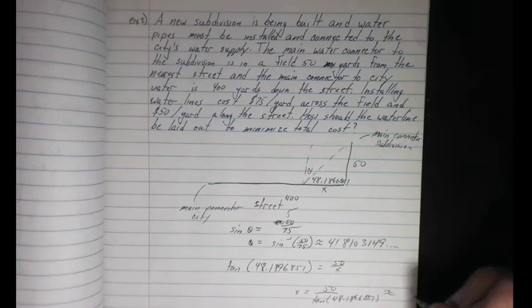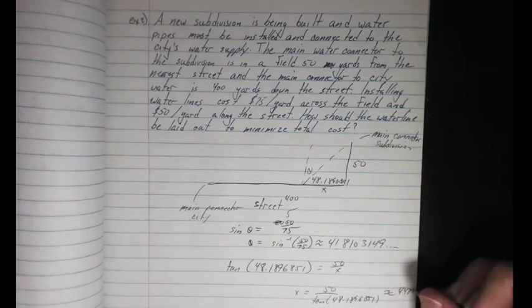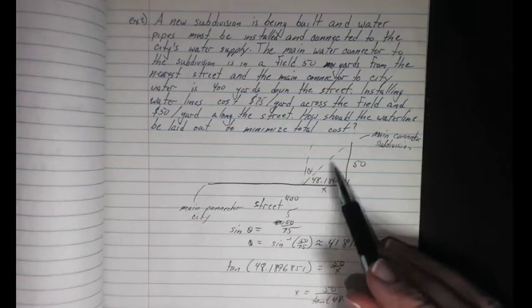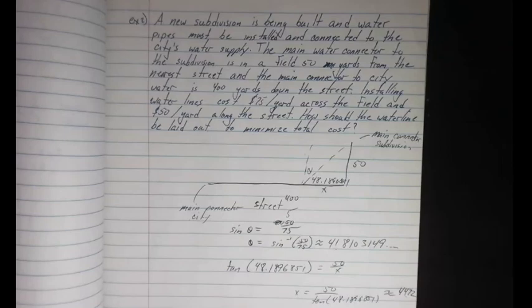And that ends up equaling 44.72 feet, or excuse me, yards. So that is our most economic way of putting this pipe in for the subdivision. Done. Cool. So we've seen 2 examples using this new method with sine and tangent.